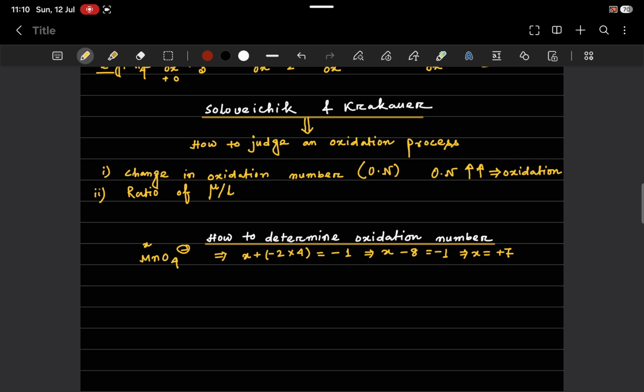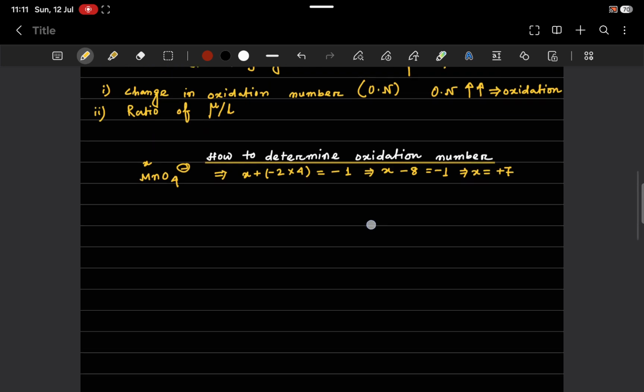But I think you have not encountered counting the oxidation number of any atom present in an organic species. There are some tricks, or you can say some rules, that I am going to discuss now.